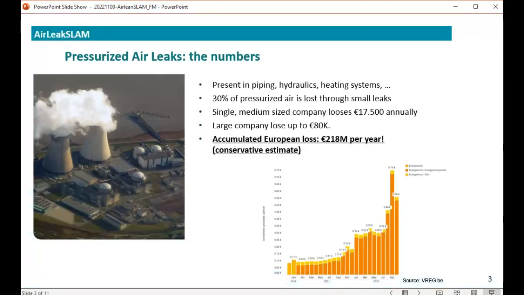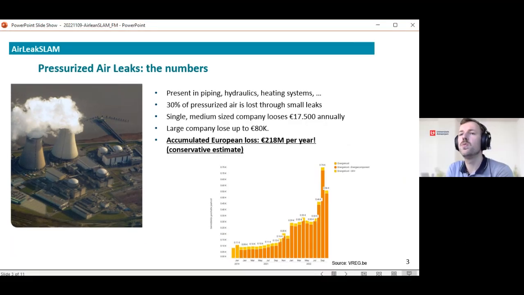Then we can begin. Pressured air leaks. A while ago, at my research group, we got wind of the possibility to detect air leaks, because we do a lot with ultrasonics. And we noticed that we could detect those air leaks.